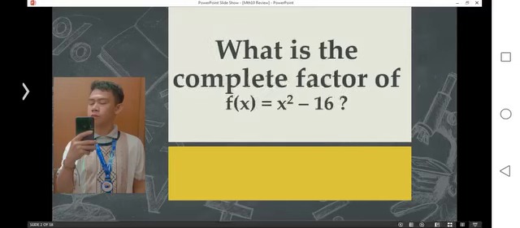Next, what is the complete factor of f(x) = x² - 16? Here we're looking for the factors of x² - 16. All we have to do is find two numbers which, when multiplied, give negative 16 and whose sum is the linear term, which is 0. So what are those numbers? Two numbers that multiply to negative 16 and add to 0. That is 4 and negative 4. Thus the complete factorization is (x - 4)(x + 4).